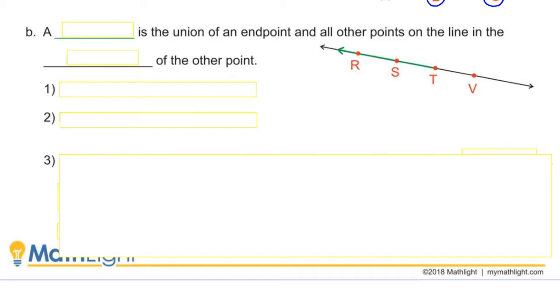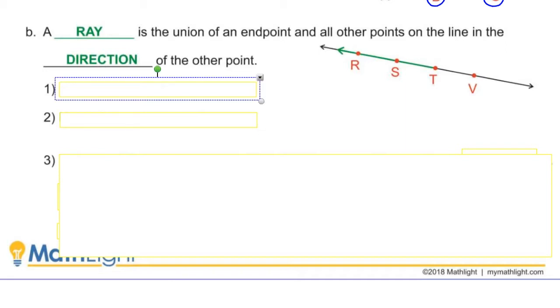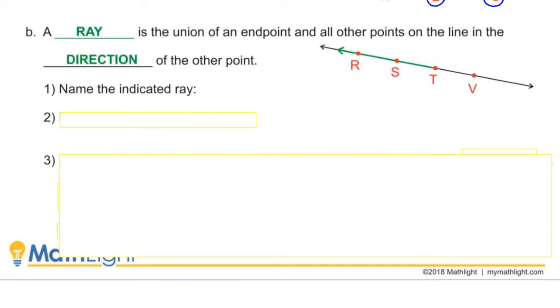All right, what else? Well, we can talk about a ray. A ray is a union, the putting together of an endpoint and all other points on the line, and this is key, in the same direction as the other point. So all the other points on the line in the same direction of the other point. What do you mean by that? I'm going to show you in a minute so you get the idea, but let's do number one here. Let's name the indicated ray. You can see it's in green.